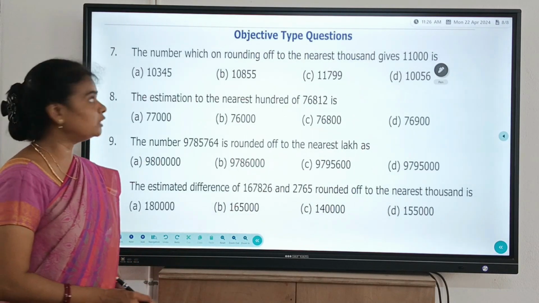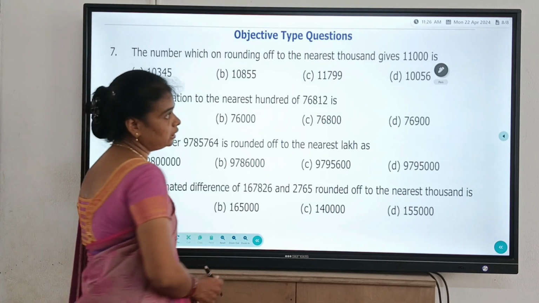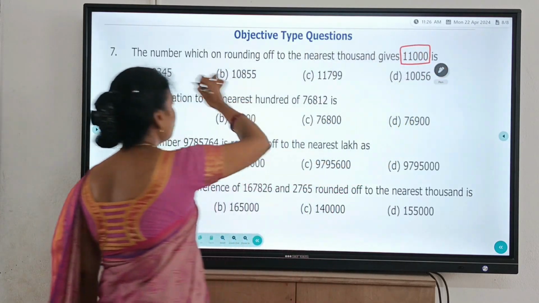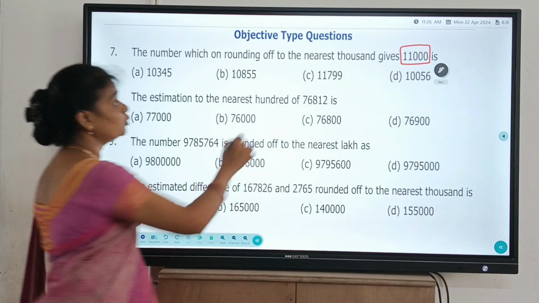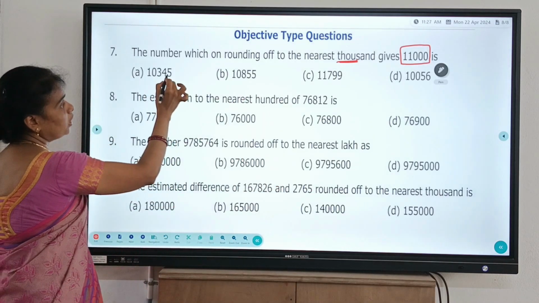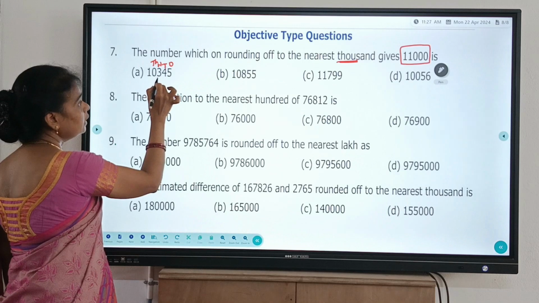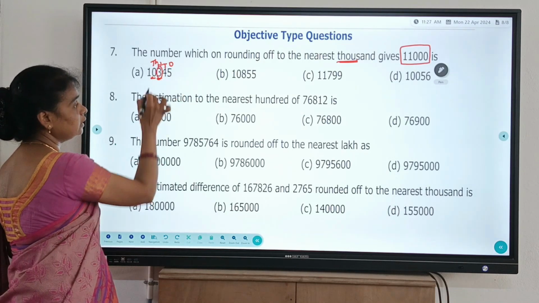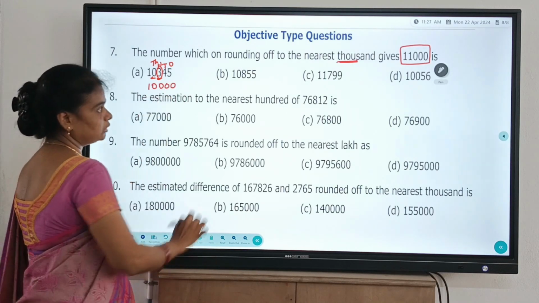Next comes the objective type questions. The number which on rounding off to the nearest 1000 gives 11,000. So here we have 4 options, and in these 4 options you must round off the number to the nearest thousands. So here ones, tens, hundreds, thousands. Here thousands has to be rounded off. The next digit is 3. So if you round off this number, you will get only 10,000.